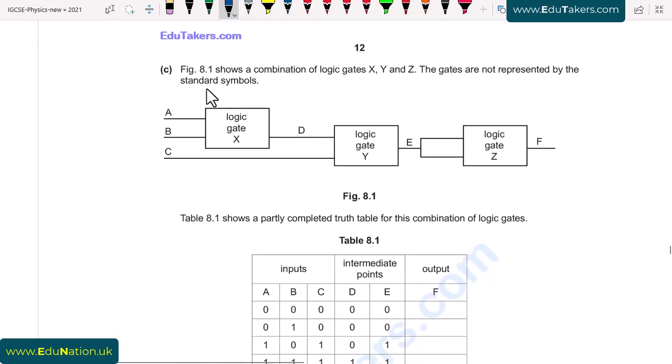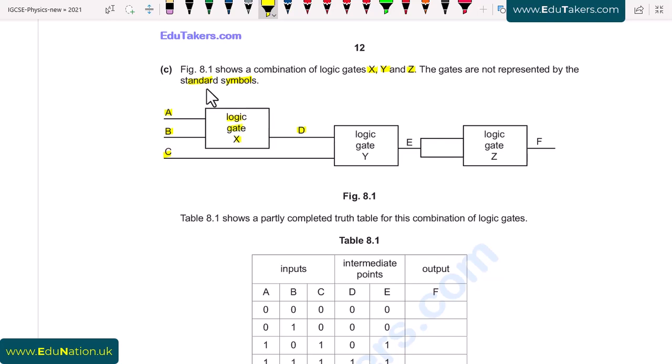Part C. Figure 8.1 shows a combination of logic gates X, Y and Z. The gates are not represented by the standard symbols. Here are three inputs A, B and C. By combining A and B, we get output D. And we don't know which gate we have to apply here.